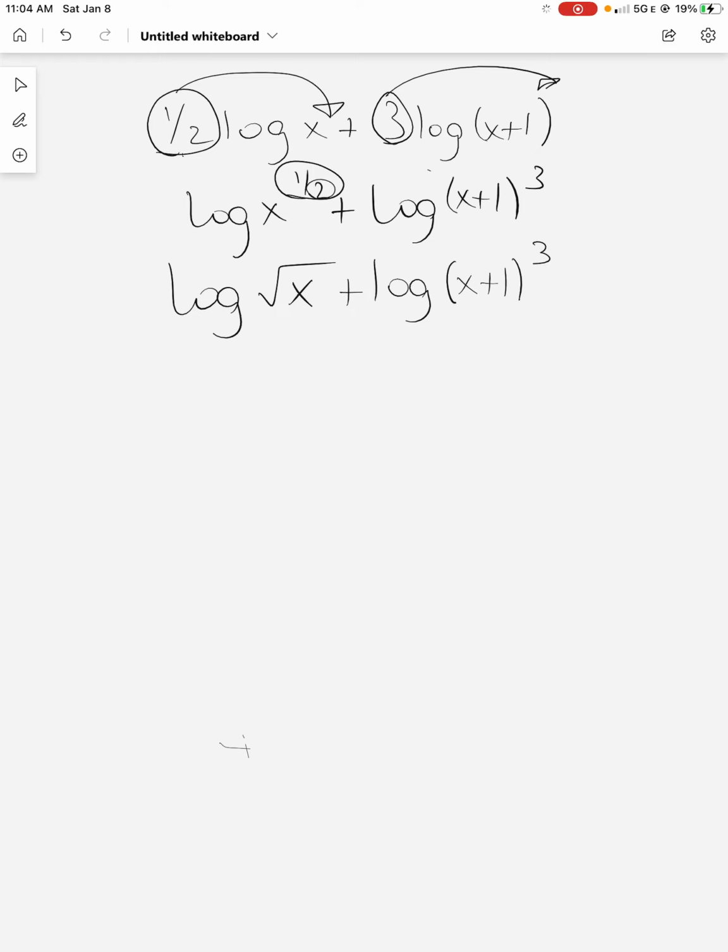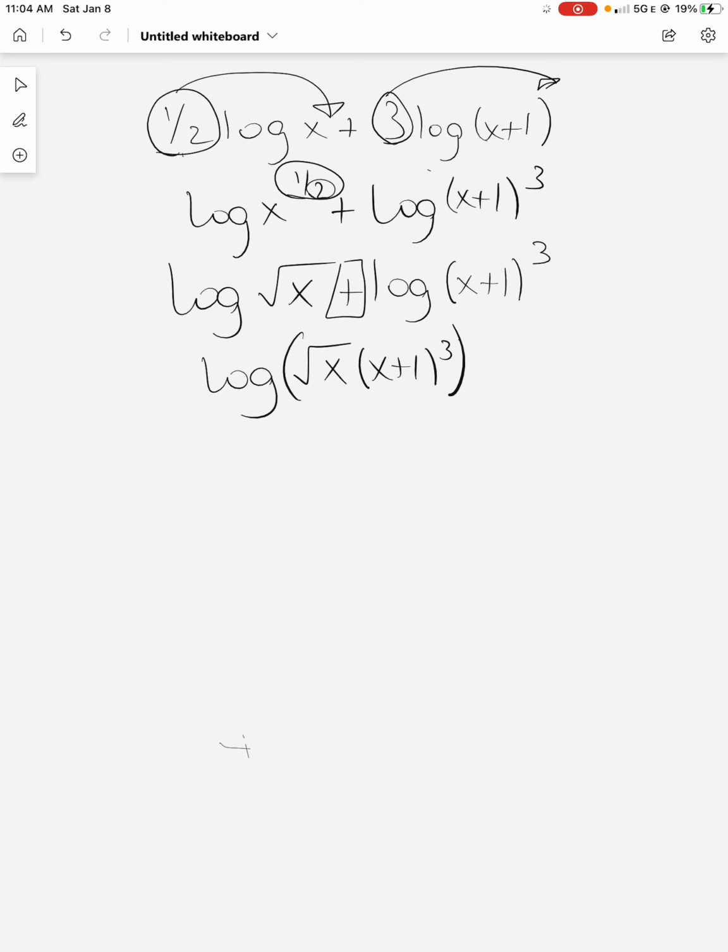And now this plus, right, the product rule, that addition came from things that were multiplied together. So we can combine this into a single logarithm, remove the plus sign, and turn it into multiplication. And so that would be your condensed answer.